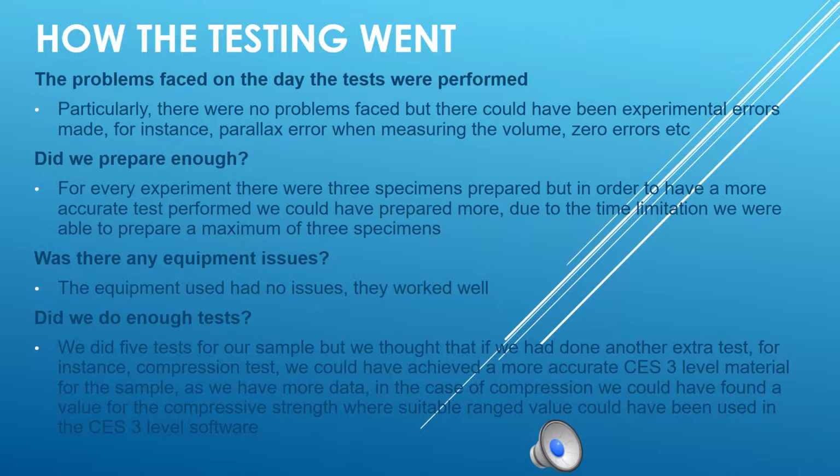Did we do enough tests? Well, we always thought that if we had done another extra test, for example like the compression test, we could have achieved a more accurate CS3 level material for the sample. In the case of compression, we could have found a value for the compressive strength where a suitable range value could have been used.